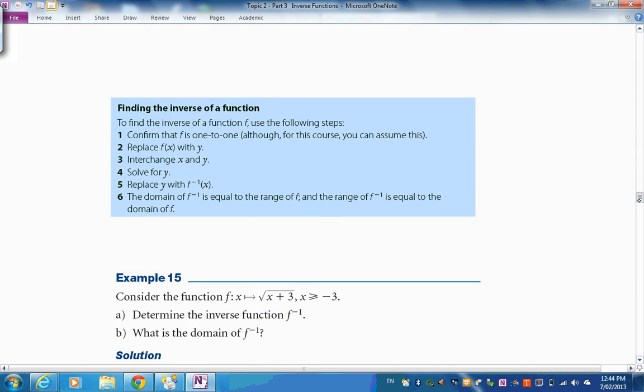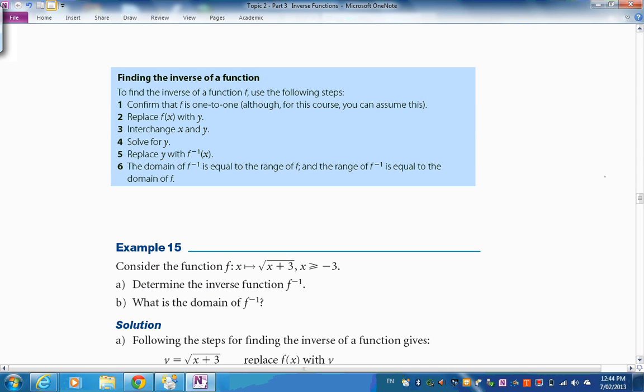All right, so finding the inverse, what do you do? Confirm that it is one-to-one. In this course, you can assume this, they will restrict the domain. Replace f of x equals with y equals. Interchange x and y. Make y the subject of the formula. Then when you've found the inverse, don't use y equals, use f inverse to emphatically say, I've found the inverse of f. And just remember, if you're talking about domain and range, they interchange.